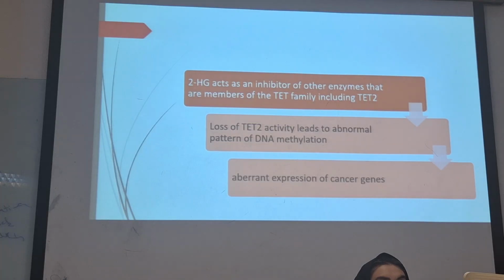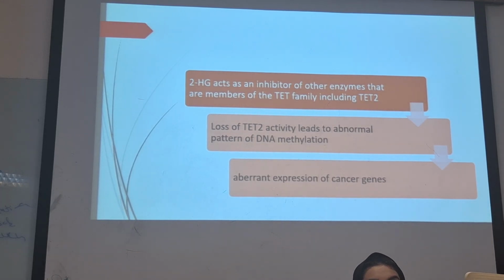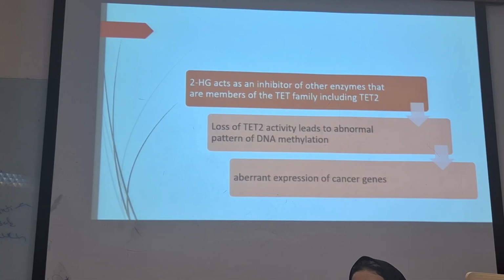2-HG acts as an inhibitor of other enzymes that are members of the TET family. Loss of TET activity leads to an abnormal pattern of DNA methylation. And finally, we have aberrant expression of the cancer genes. We have aberrant expression of other genes like P53, like RB, like MYC.